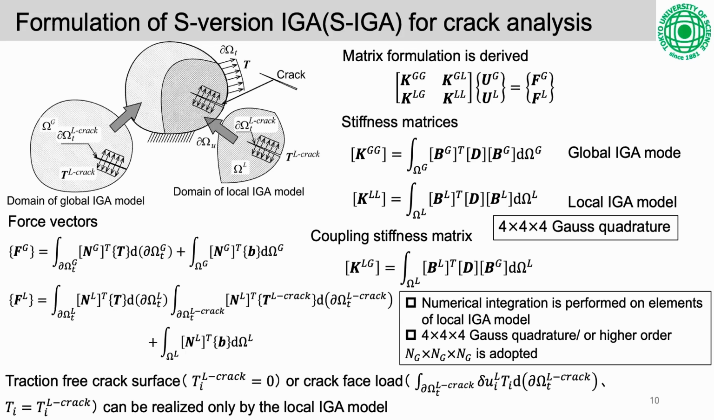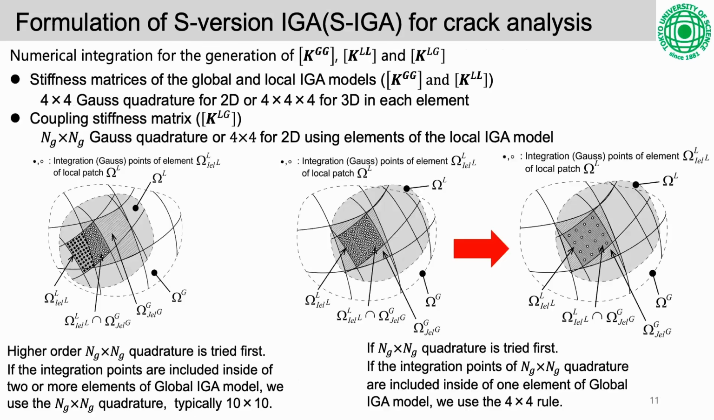However, there is one problem, which is the generation of the coupling stiffness, which couples the deformation of the global finite element and local IGA model, which is in this shape. Okay, B is the ordinary B matrix, the stress-strain relationship, for local and global. The problem is that whatever you do, in this particular case, one element in the local IGA model spans two or more elements of the global IGA model.